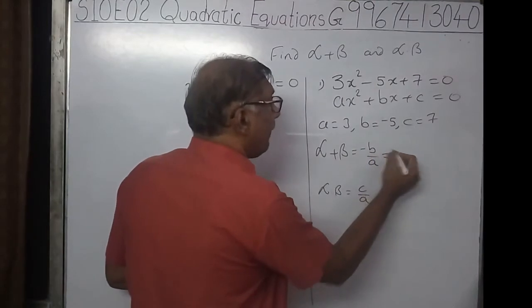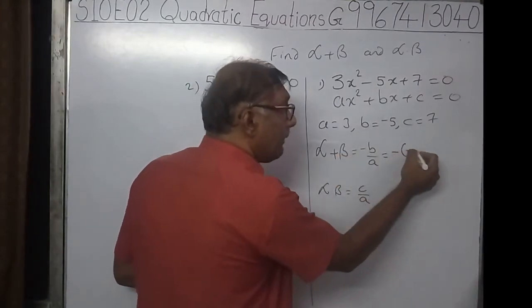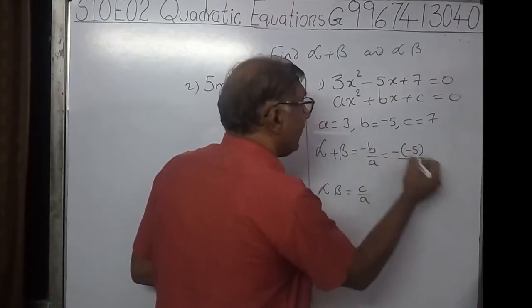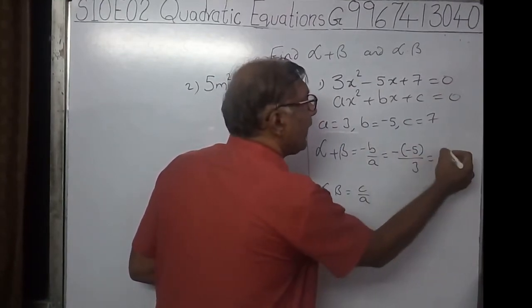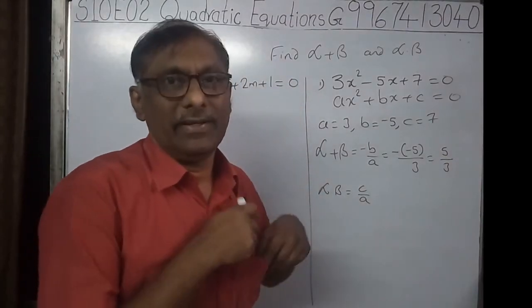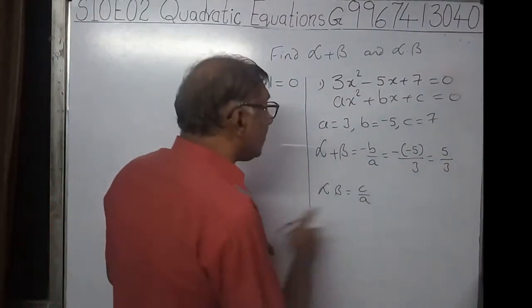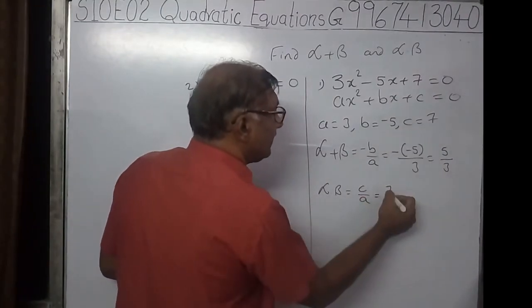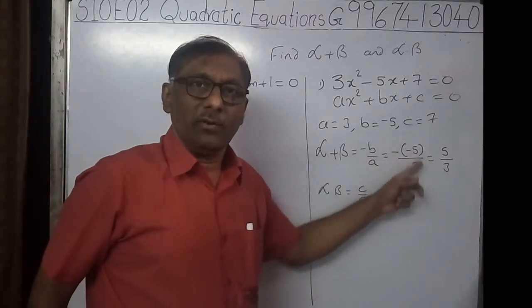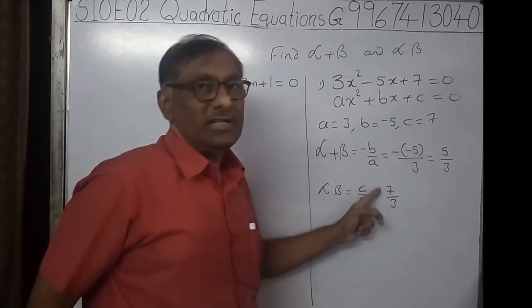Now that comes minus. What is the value of b? Again minus 5. Always, if there is a double minus, put it in a bracket. And the value of a is 3. The negative becomes positive, 5 upon 3. So this is the answer of alpha plus beta. Right? Now what is alpha into beta? c upon a. What is c? 7. What is a? 3. So I got alpha plus beta is 5 upon 3 and alpha into beta is equal to 7 upon 3.